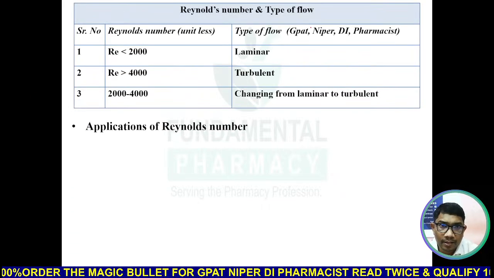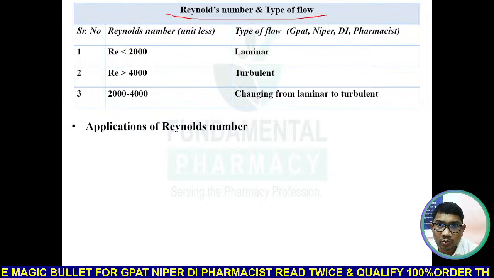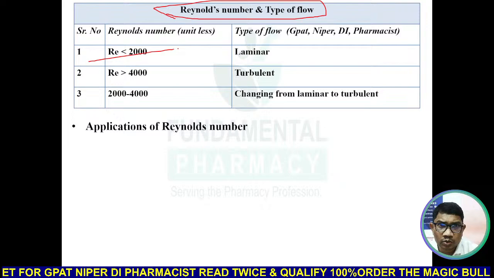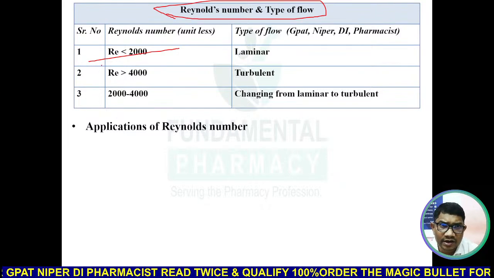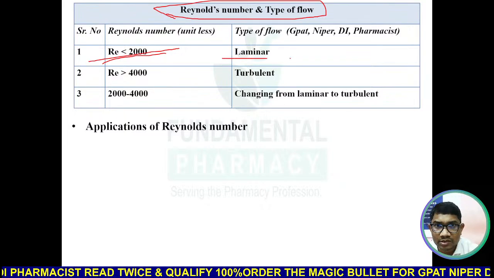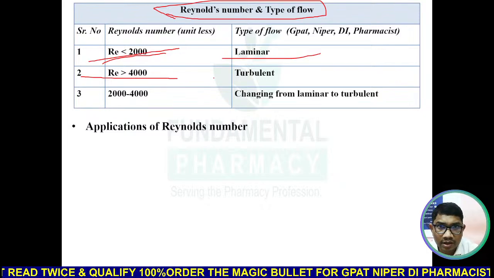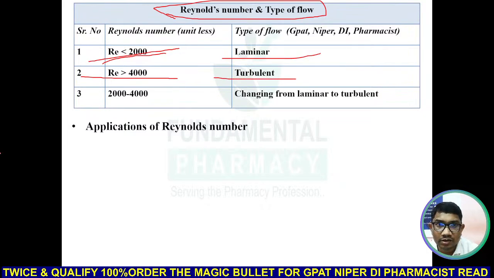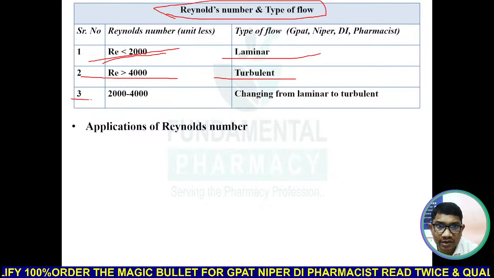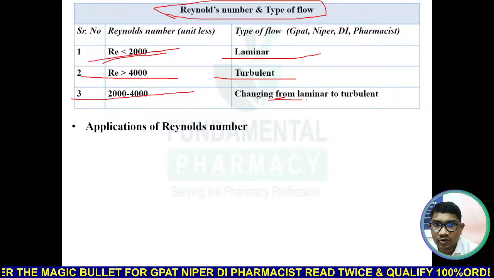So remember, Reynolds number and type of flow, question already आ चुके हैं GPAT में. When Reynolds number of fluid is less than 2000, that means the flow of fluid is laminar. If Reynolds number of fluid is more than 4000, that means the flow of fluid is turbulent. And if Reynolds number of a fluid is between 2000 to 4000, that means flow is changing from laminar to turbulent.